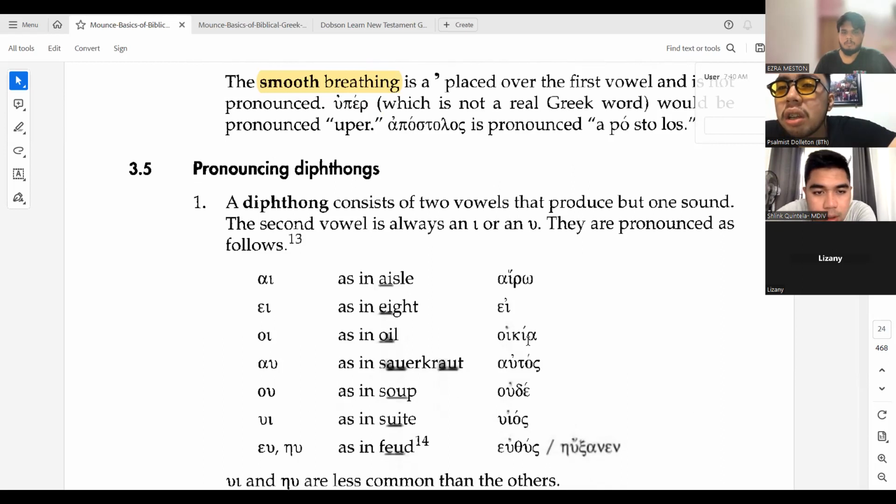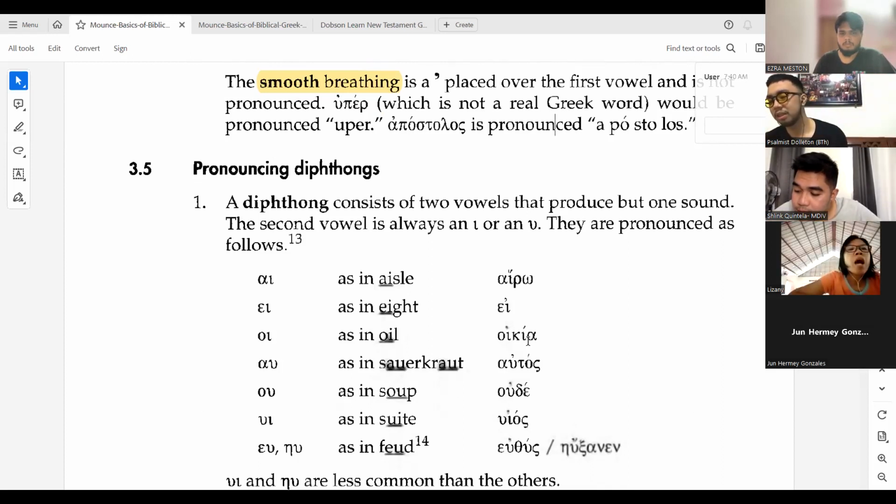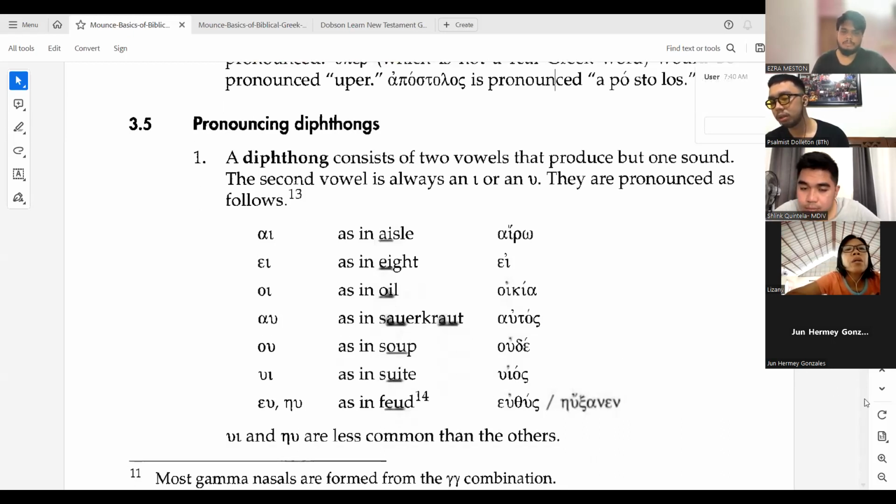The diphthongs are, from the rule of linguistics, two vowels that produce a different sound. Okay? So the combination of alpha and iota sounds as I, no? I'll. And the Greek word there is airo, no? Airo. Okay? The next is A.